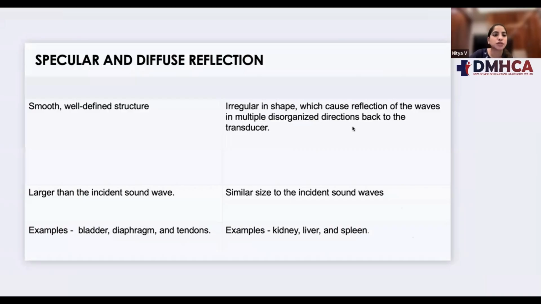Now there are two types of reflection: specular and diffuse. Specular reflection comes from smooth, well-defined structures reflecting and emitting the echoes. For example, the bladder, diaphragm and tendons have a reflected sound wave that is larger than the incident sound wave. Diffuse reflection comes from irregular structures and reflects the sound wave in multiple disorganized directions. It has a sound wave similar to the incident sound wave, for example in the kidney and liver, the basic solid structures.